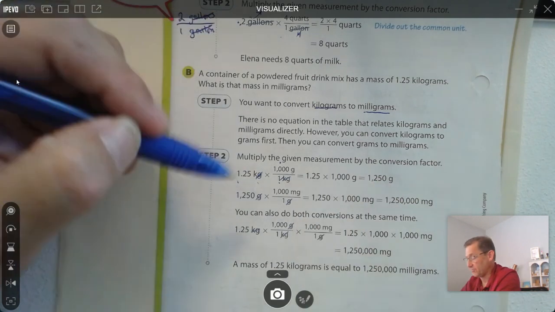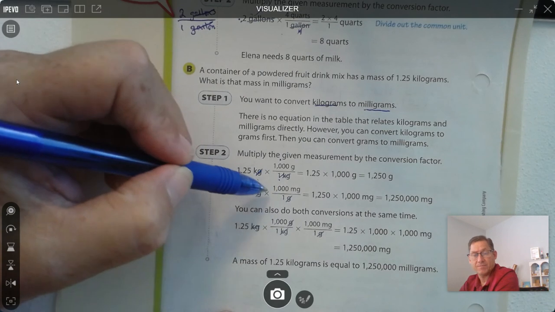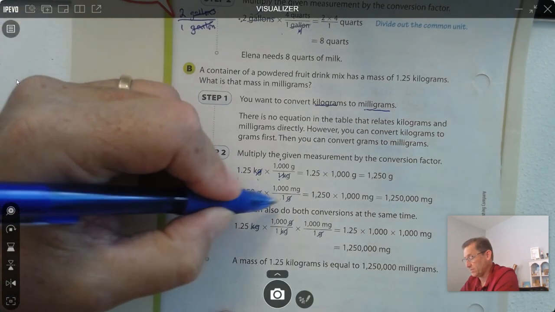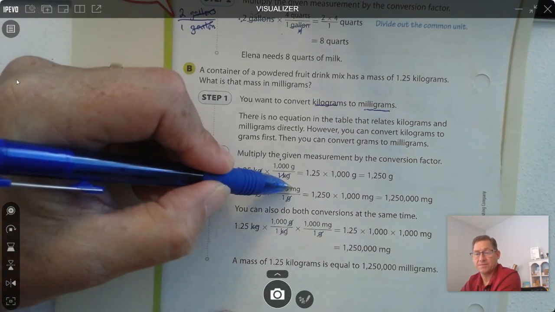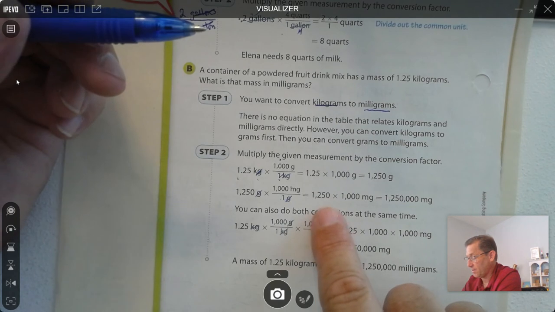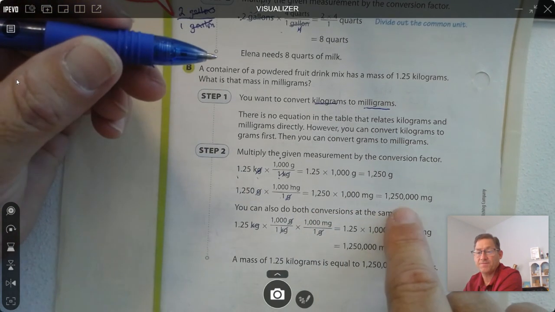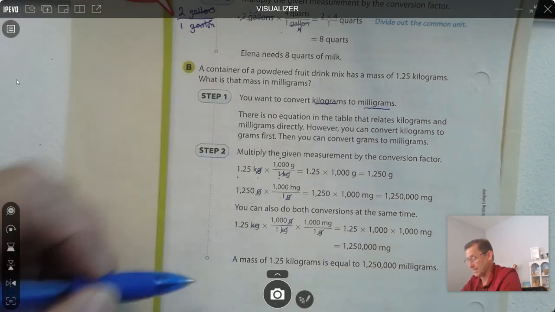Now we can change these grams into milligrams because we know that 1 gram is 1,000 milligrams. So we cross out the grams in this case, leaving us milligrams. So 1,250 times 1,000 milligrams is 1,250,000 milligrams.